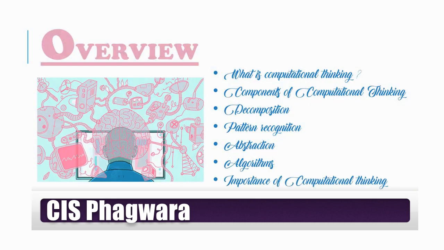Before we get into the details, let's check an overview of what we are going to learn today. What is computational thinking? That means it will include the basic introduction of what computational thinking is. What are its components? How do they work together? Why computational thinking is important. So without further delay, let's get straight to it.